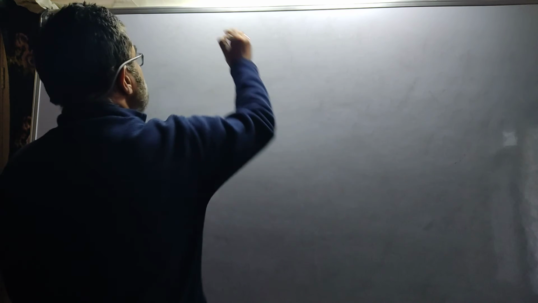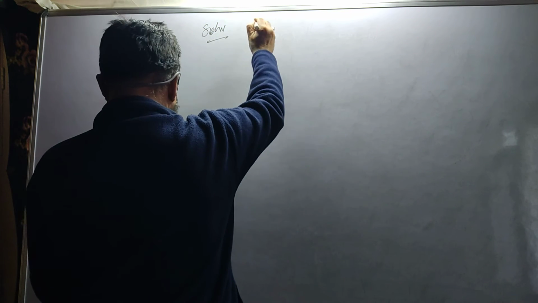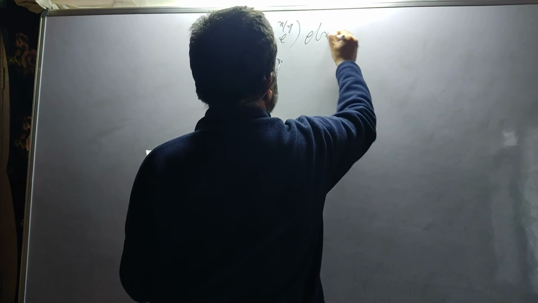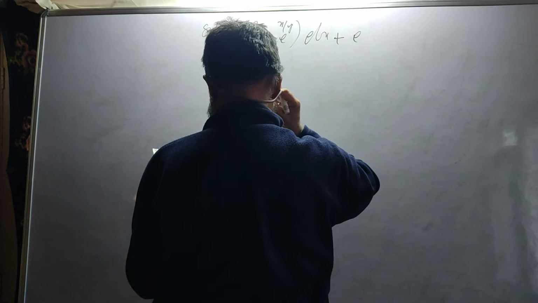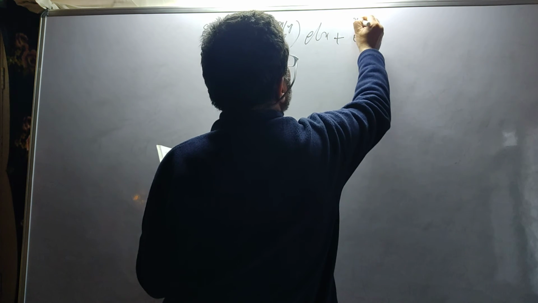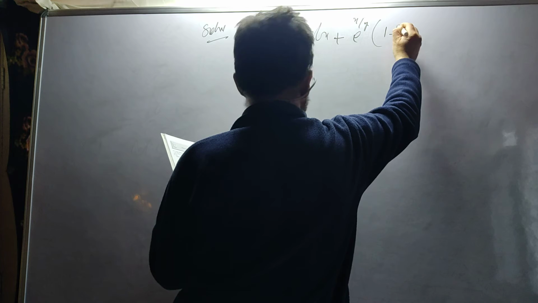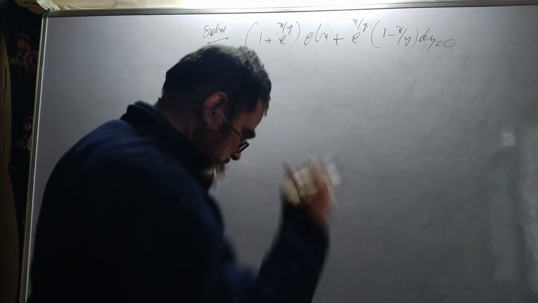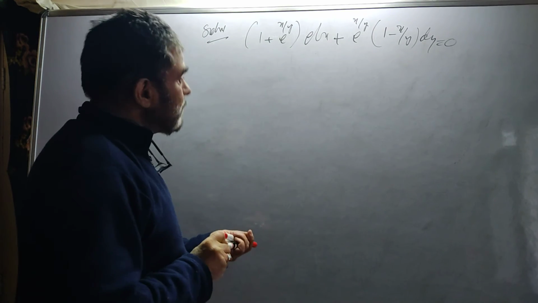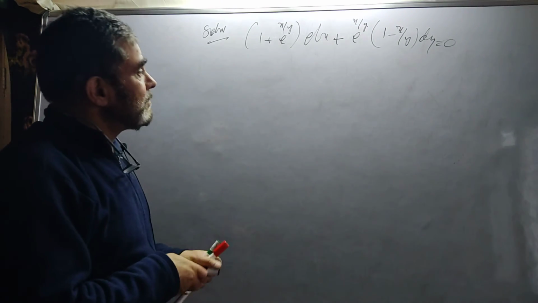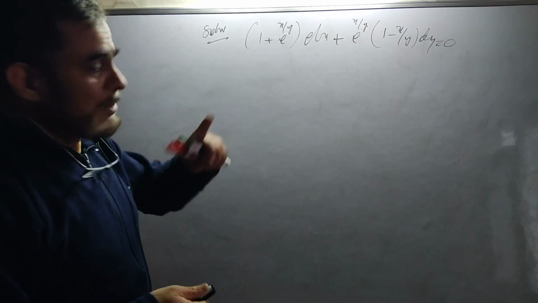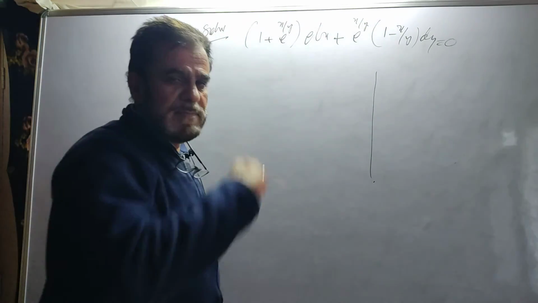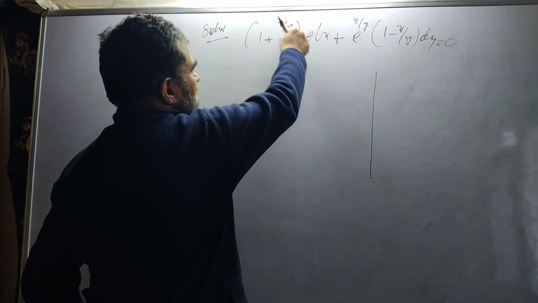Solve (1 plus e raised power x by y) dx plus e raised power x by y (1 minus x by y) dy is equal to 0. I have picked a peculiar question from this book. You can solve this differential equation by the previous method, the homogeneous method. How? You see it is x by y here, x by y.